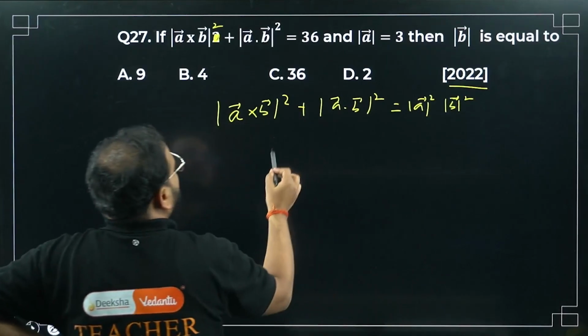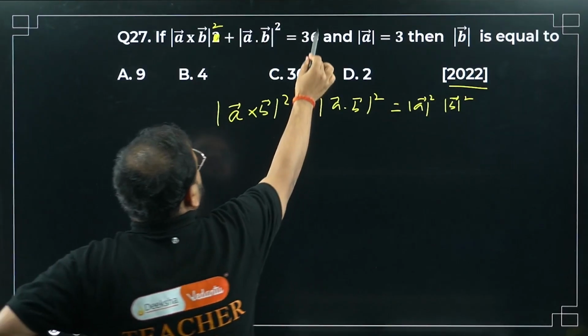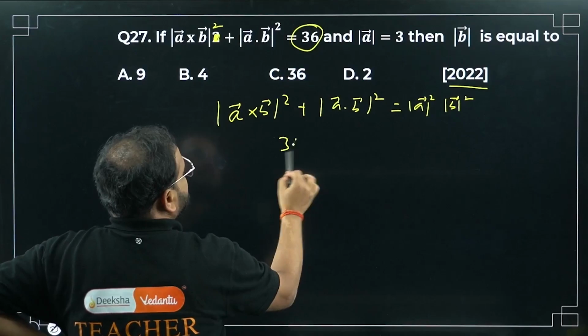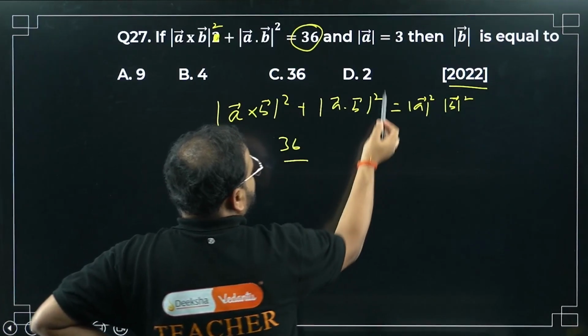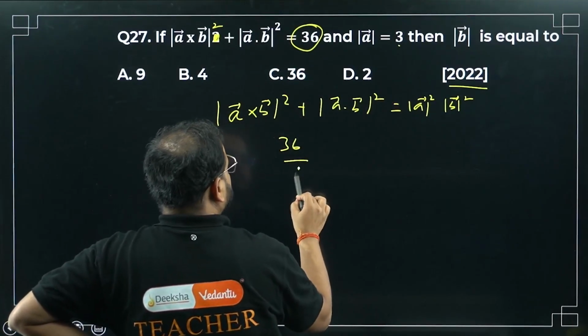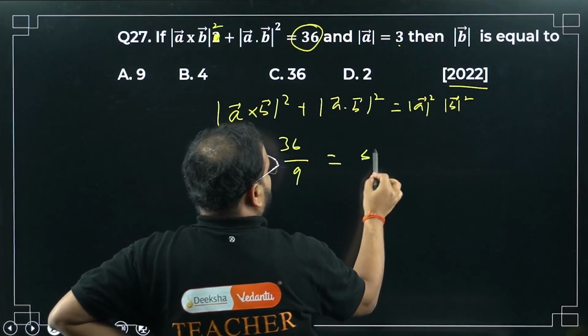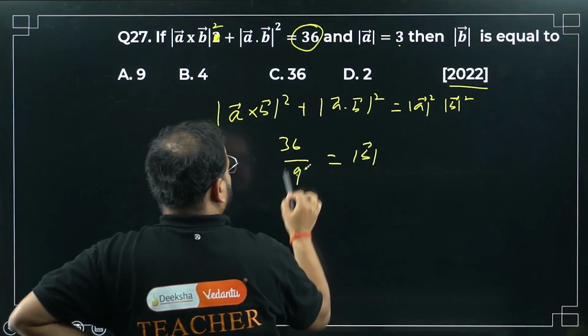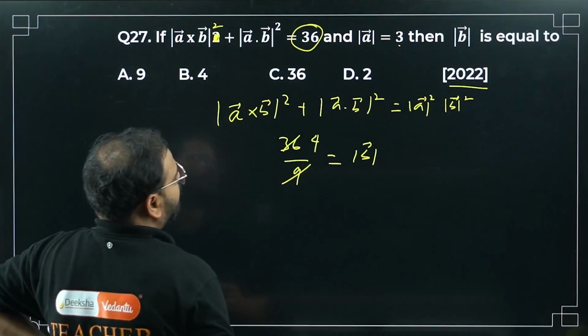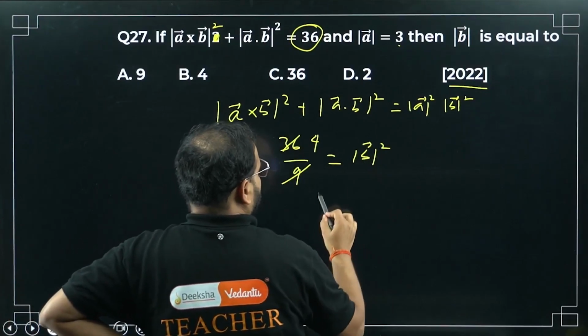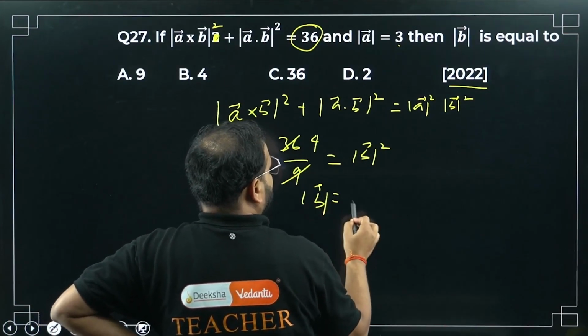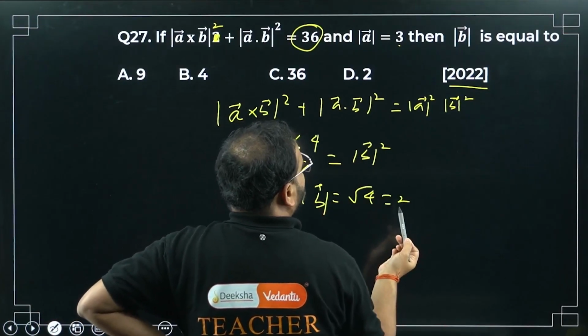This is given as 36, right? So right here, 36. Divide by this value, 3 squared, so 9, equals what? Vector B squared. How much is that? 4. So vector B squared is 4, meaning vector B is equal to root of 4. How much is that? 2.